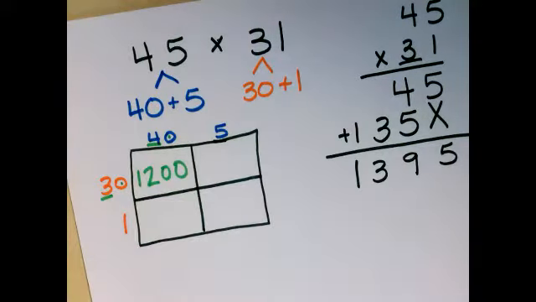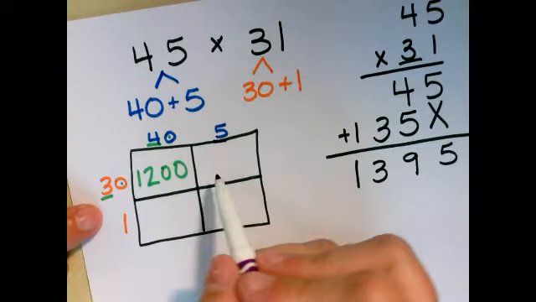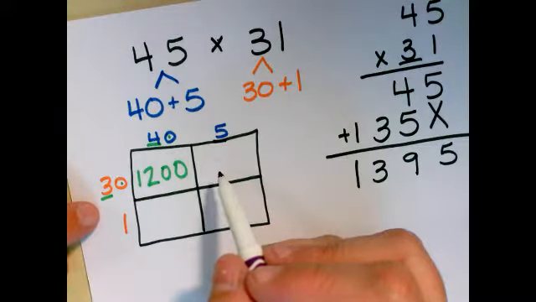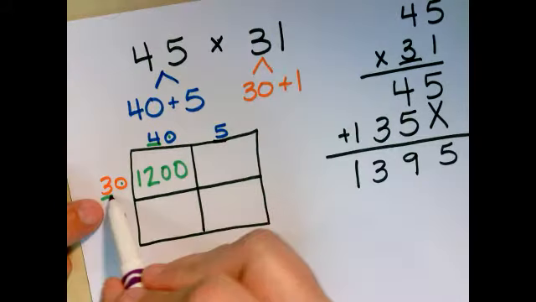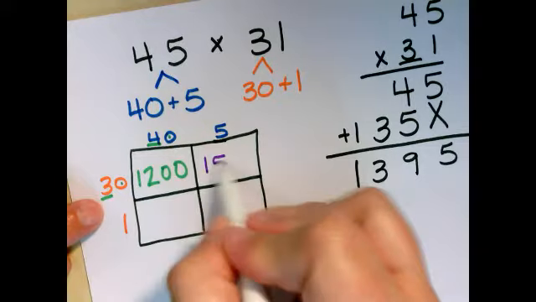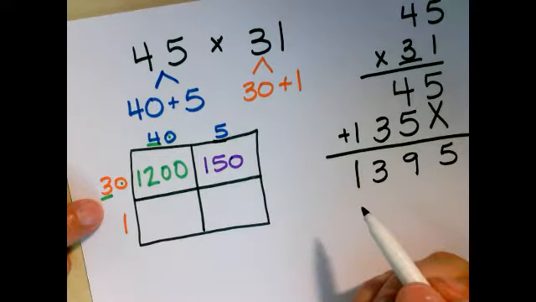Okay. And then we're going to go to the next spot. And a good explanation is this is sort of like playing Battleship. So now we're going to take this 30 and we're going to multiply it by 5. So 3 tens times 5 is going to give me 150.